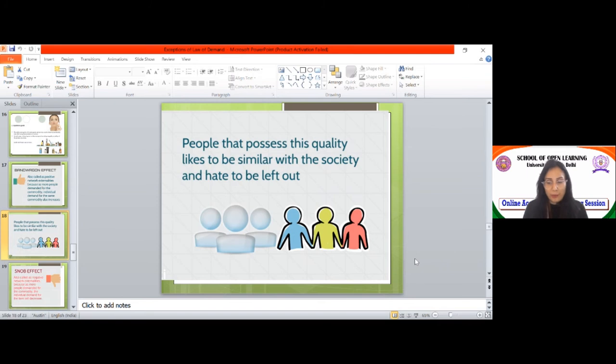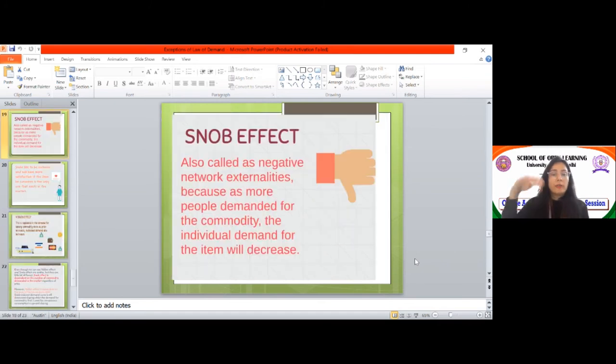So definitely, I gave the example of the peer group. You want to be part of the group, then you will tend to use that sort of thing. You will purchase that. And the snob effect, we have already talked about, is also called a negative network externality, because as more people demand, look what happens, here for the snob effect you can just take antiques, okay? So the more people demand, the individual's demand will decrease, because you want to have that uniqueness with yourself. You want to purchase that uniqueness, not the commodity actually. So in the case of antiques, you can have that sort of snob effect.